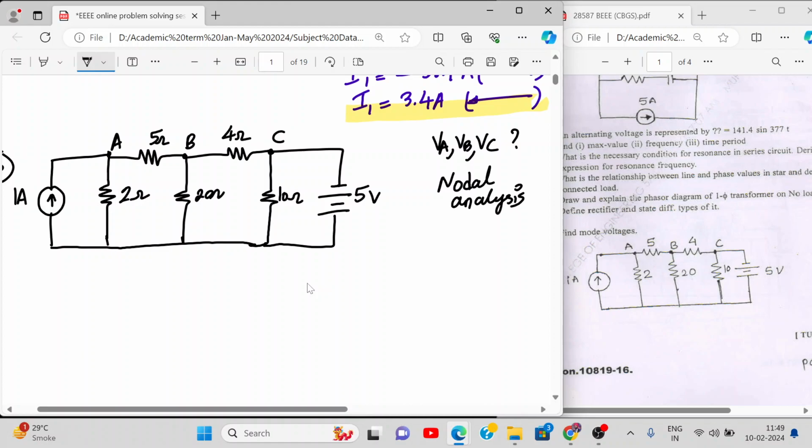Okay, let me know what we do in nodal analysis. We select the reference node first, then the 3 nodes are already there, so we call them VA, VB, VC. Is there a super node over here? Yes or no? No, because for a super node, a voltage source should be connected between 2 nodes directly. Here it is not.